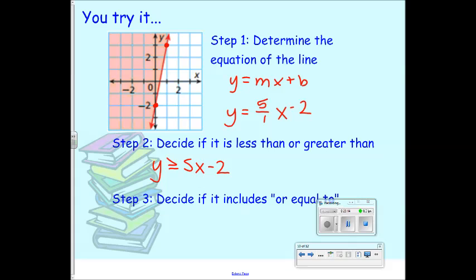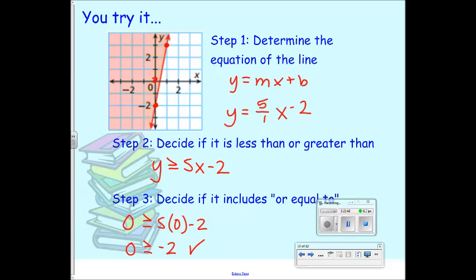Okay, 0, 0. Should that work or should that not work? It should work. Okay, so 0 greater than or equal to 5 times 0 minus 2. What's 5 times 0? 0 minus 2? Is 0 greater than -2? Yes, that works. So is this sign right? Yes. If it were wrong, then you would change this sign. If it were wrong, flip to a less than.